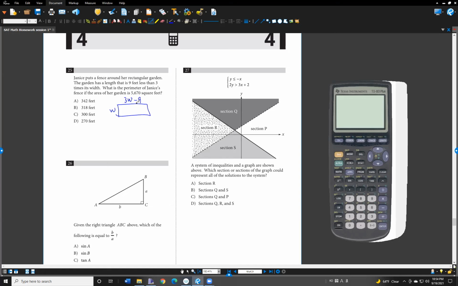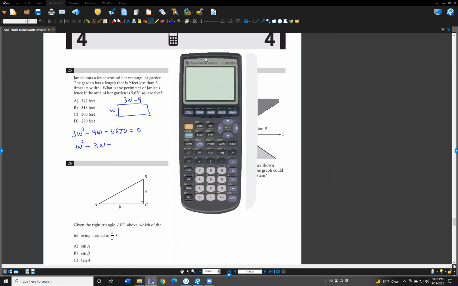If the area of this was 5670, wow, we need to factor, right? So W times (3W minus 9), so what is that? 3W squared minus 9W, that's the area, and that equals 5670. Move it over, so it equals 0. Okay, but this one can be divided by 3. Check it out. 5670 divided by 3 equals how much?